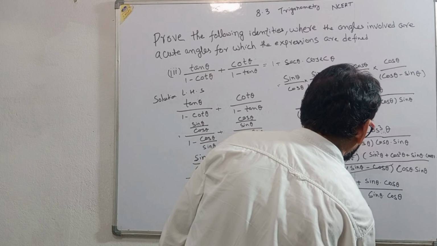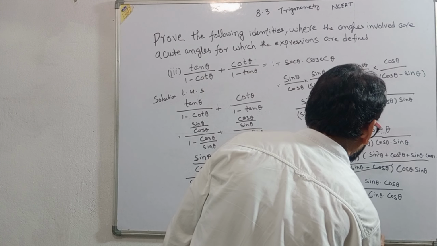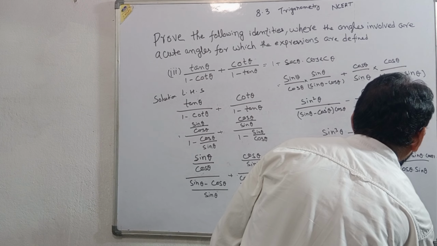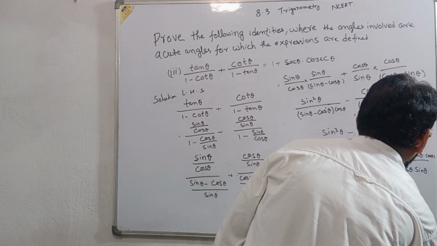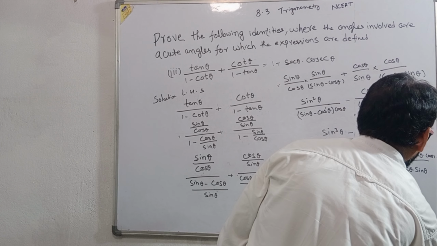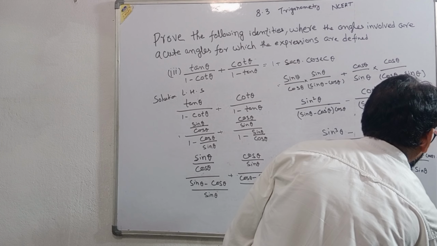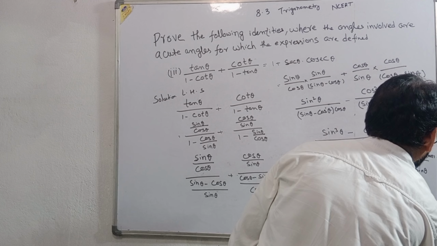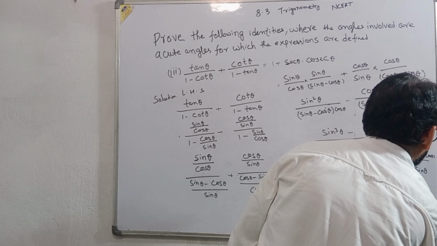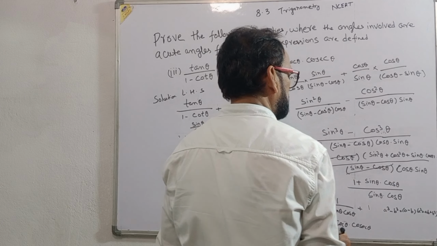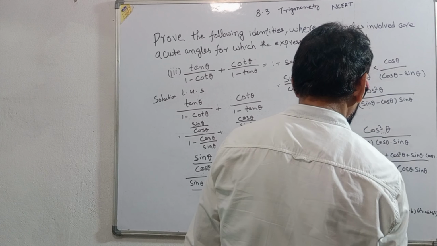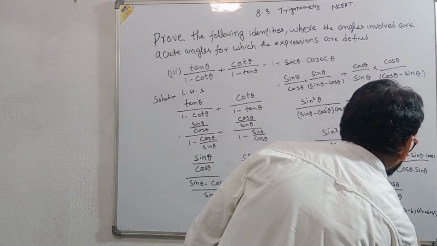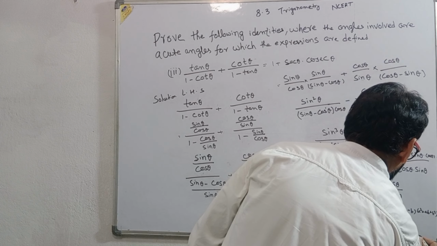Formula we know: a cube minus b cube equals a minus b into a square plus ab plus b square. This algebraic formula I use here. Now LHS equal to RHS. Finish.